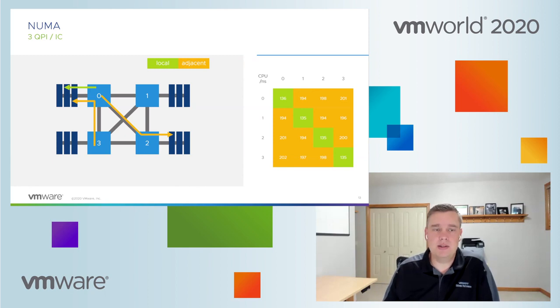We add some more crossbars between these processor packages, and now everything is either local or adjacent. And so you can see, certainly that made uniform access of memory a little bit easier, although depending on processor class, it increased those latencies a touch. So why is this all important? Well, it's important to understand NUMA and how these latencies are impacted by the potential architectures.